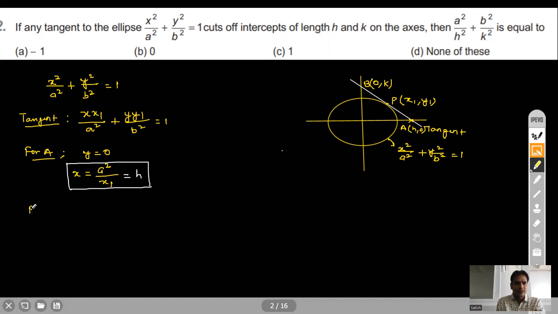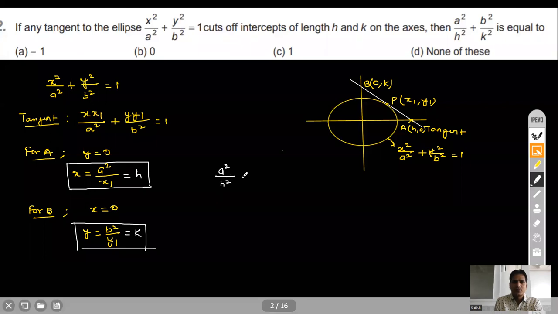Now for B, for finding the coordinates, the x coordinate will be 0. So putting x equal to 0 in the above equation, I will get the value of y as b squared upon y1. Is it okay? This is equal to k as per the given information in the question. Now what I have to find is the value of a squared upon h squared plus b squared upon k squared. This is what the question is asking.